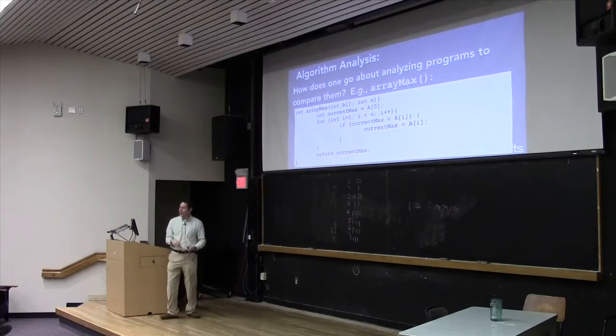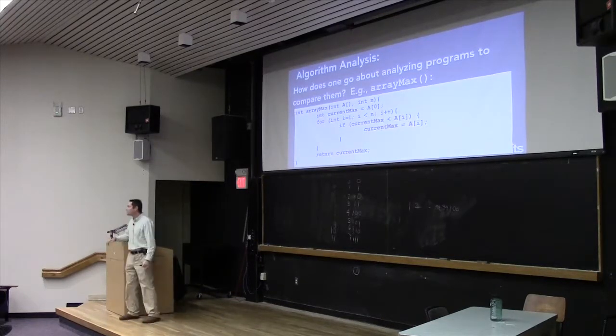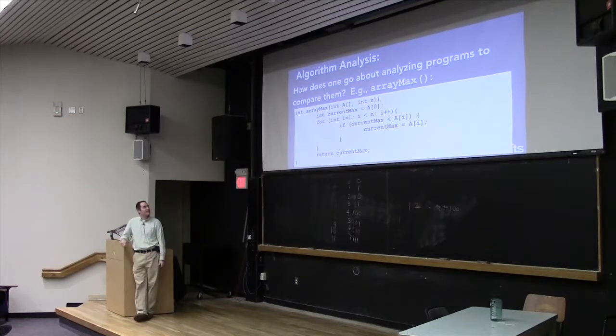How might we go about analyzing this? What are some ideas that you might have to figure out how fast this runs if we know that we're given n numbers in this array? Ideas? What are some of the things we might want to think about doing? If we want to analyze this program, how are you going to tell me how fast it runs?